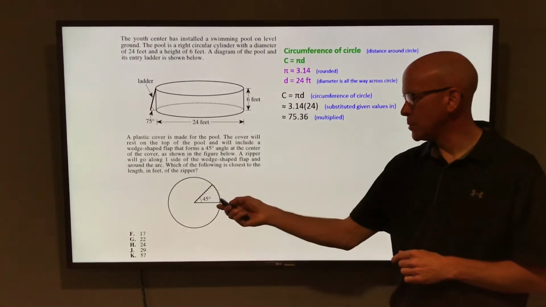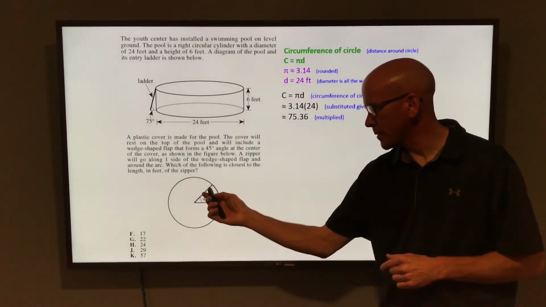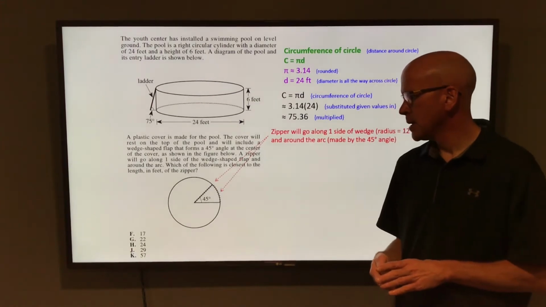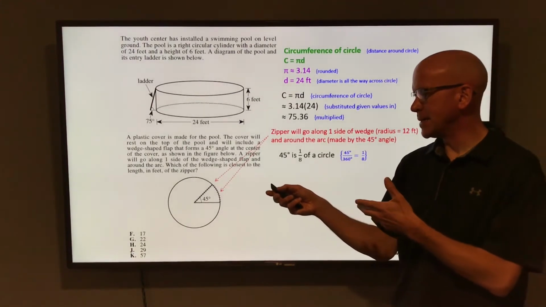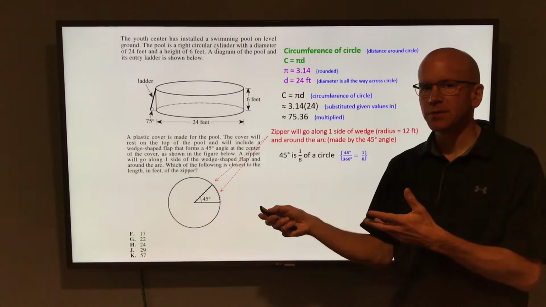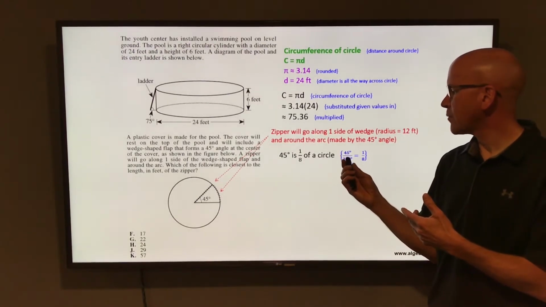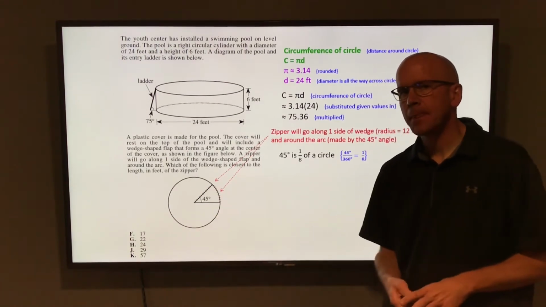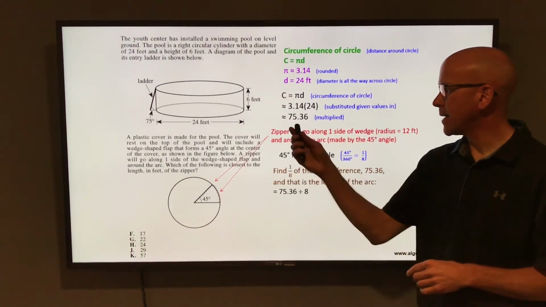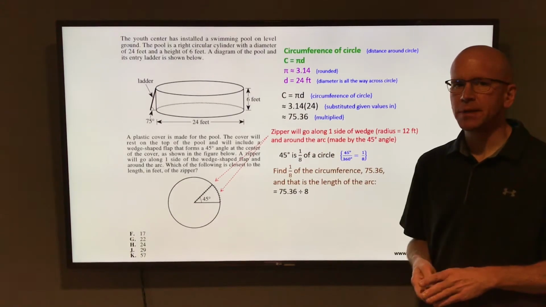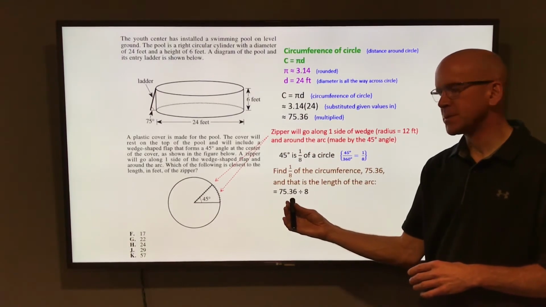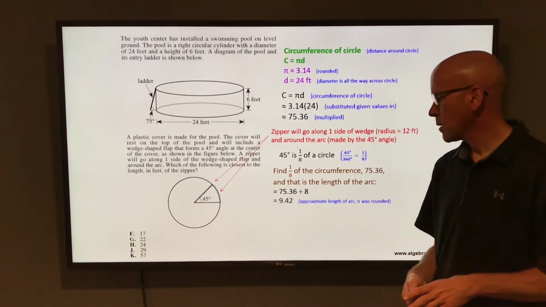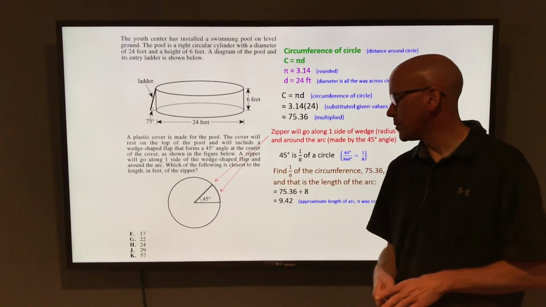Now I need to use this 45-degree angle to figure out this arc length. 45 degrees is 1/8 of a circle. A circle is 360 degrees. So 45 over 360, 45 degrees is 1/8 of the entire circle. So I need to find 1/8 of this 75.36, or divide that 75.36 by 8. That will give me that arc length right there. So the arc length is 9.42.